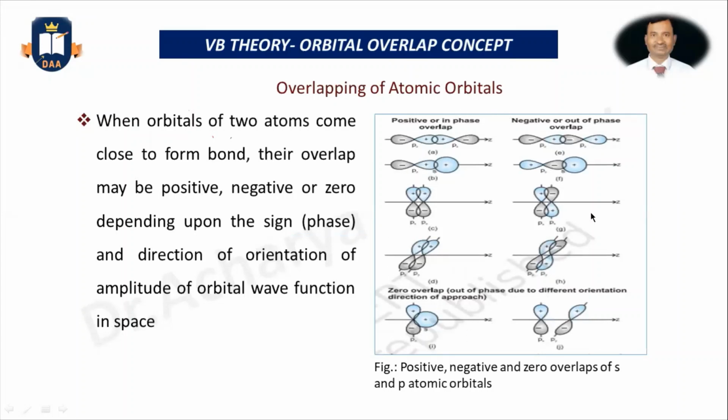In the right side figure, you have seen that two atoms come close together to form bonds, and their overlap may be positive, negative, or zero overlap. Whether it is positive, negative, or zero overlap will be decided by the direction of orientations of the amplitude of orbitals.